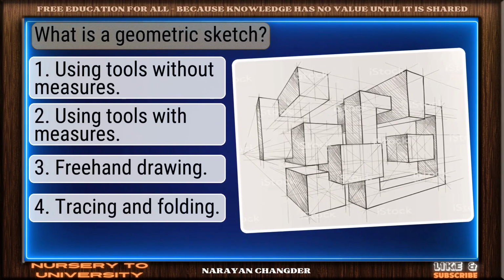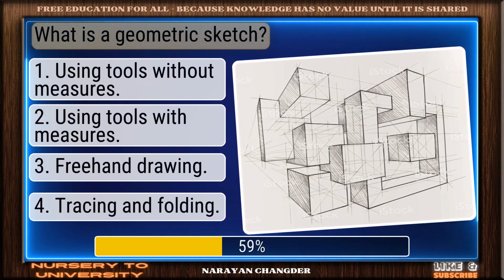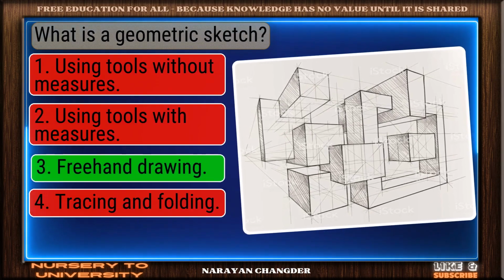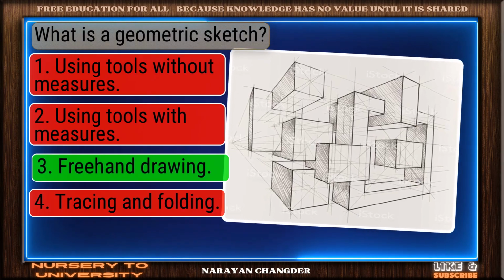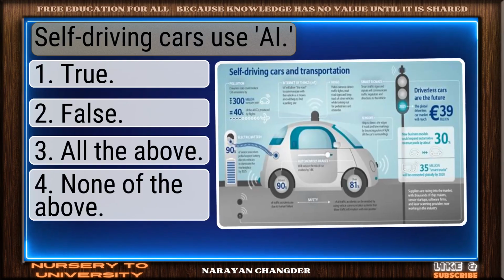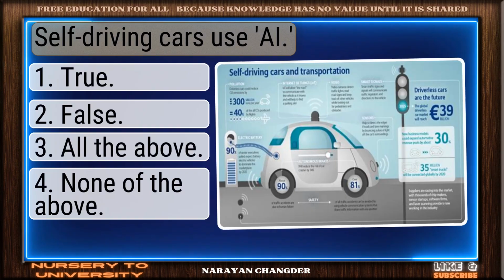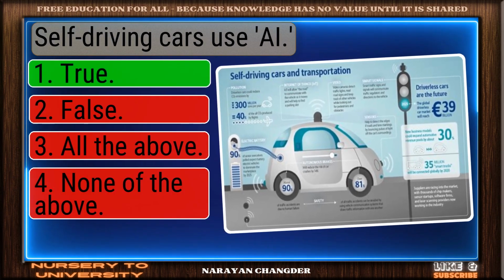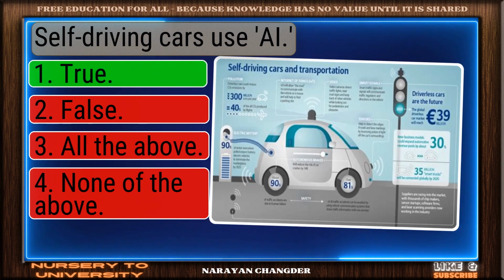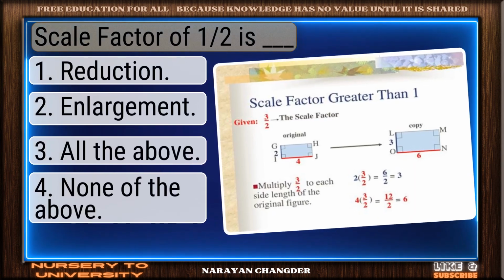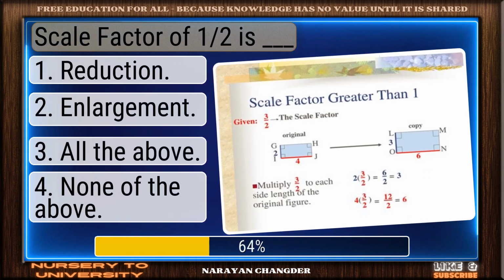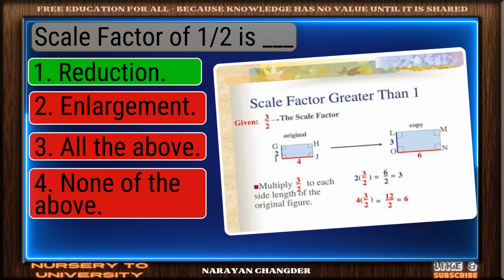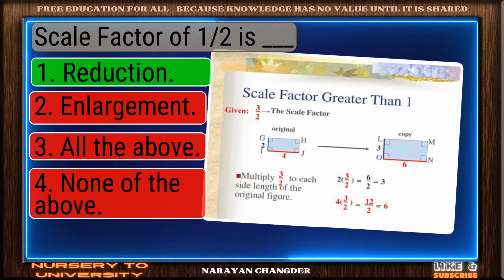What is a geometric sketch? Well reasoned. Freehand drawing is correct. Self-driving cars use a. Correct. True is spot on. Scale factor of 1 to 2 is dash. You're right. Reduction is correct.